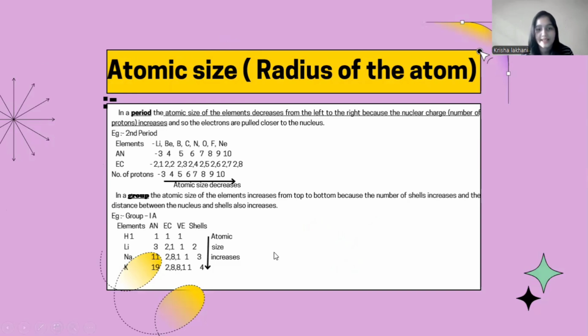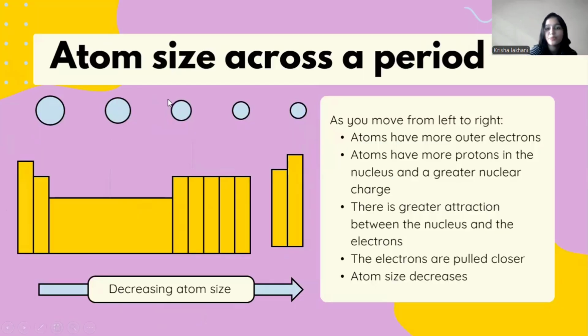I hope this atomic size is clear. You see, from lithium to neon, it goes on decreasing because it is going across a period. As we move from left to right, the atoms have more outer electrons, more protons in the nucleus and a greater nuclear charge. As I mentioned before, the nucleus is becoming stronger and stronger. There is a greater attraction between the nucleus and the electrons. The electrons are pulled closer.